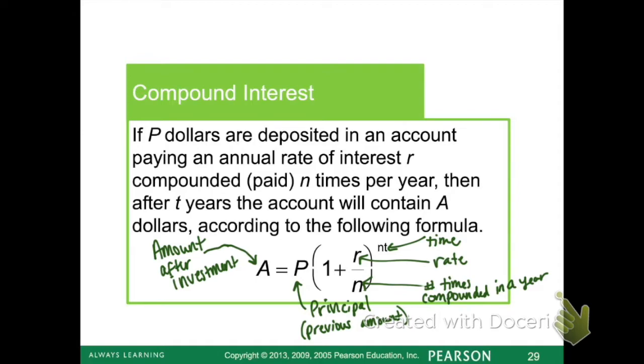So your problem might tell you that it compounds biannually, which would be 2. Might say quarterly, which would be 4. Monthly would be 12. Daily, 365.